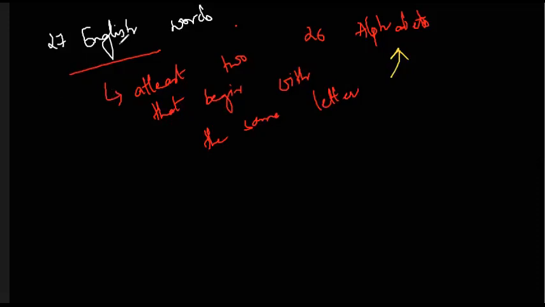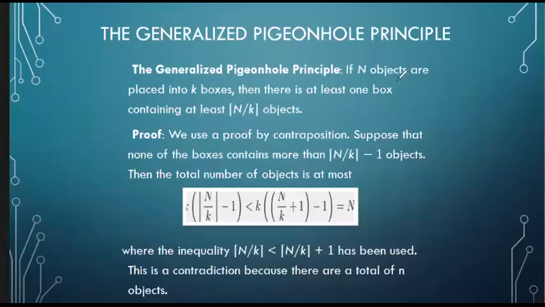Apart from that, if we want to generalize the pigeonhole principle, it can be written as follows. If n objects are placed into k boxes, then there is at least one box containing at least the ceiling value of n by k objects. Now, what does this mean? We will see this with the help of an example.